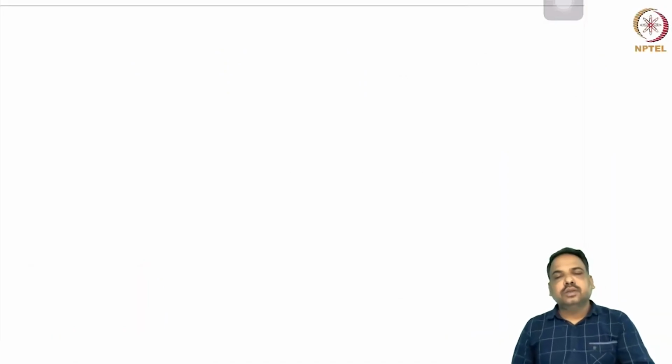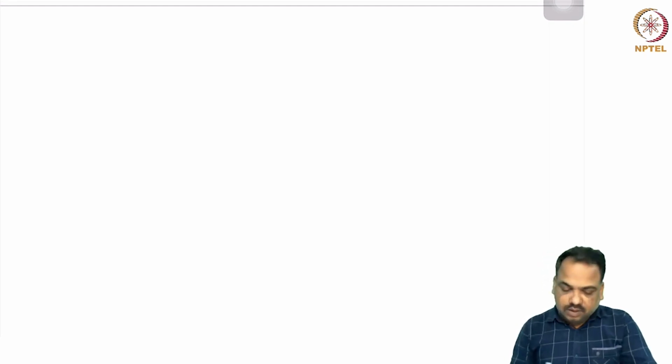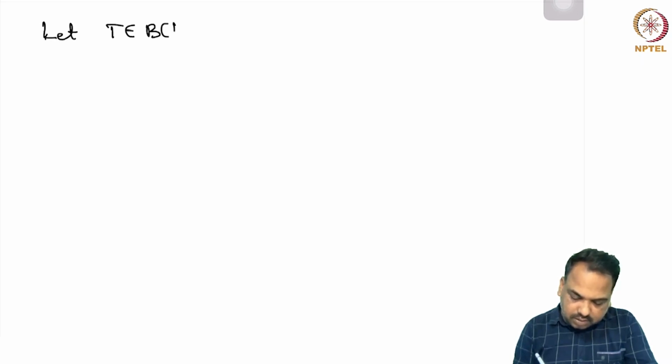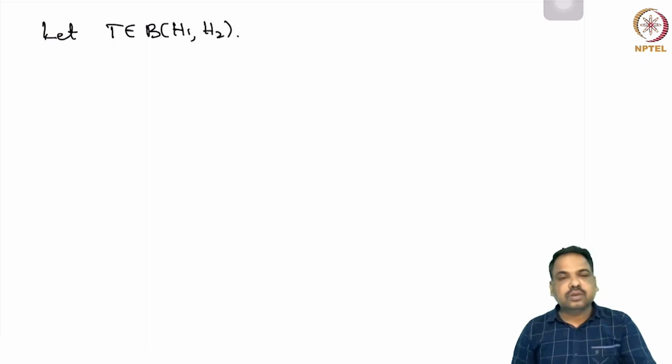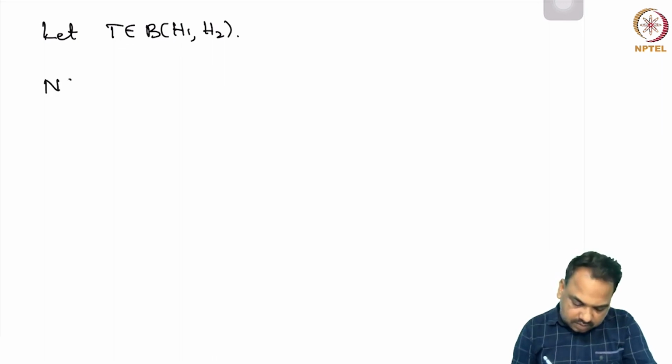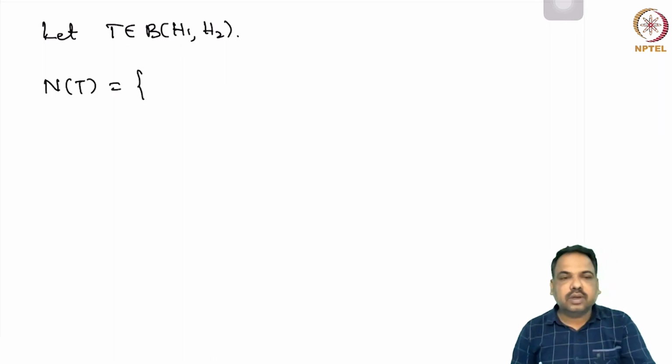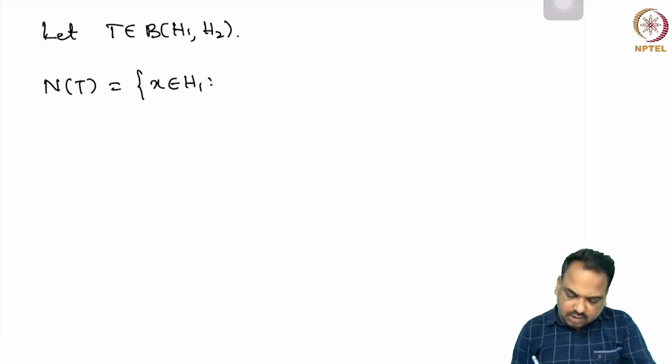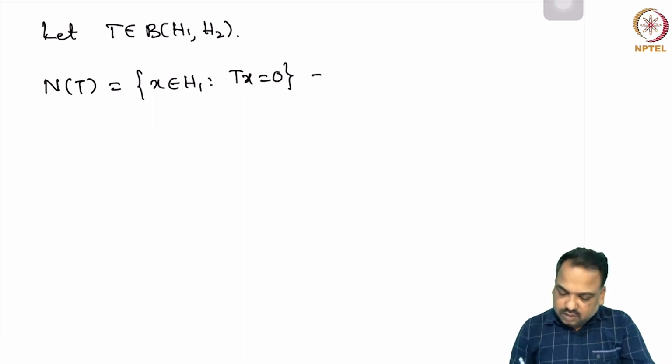Hi everyone, in today's class we will be discussing the properties of T as well as the adjoint of T. Okay, so let us start with a bounded operator T. With this operator we can associate two subspaces, namely the null space of T, defined as the set of all x in H1 such that Tx is 0. So this is called the null space of T.